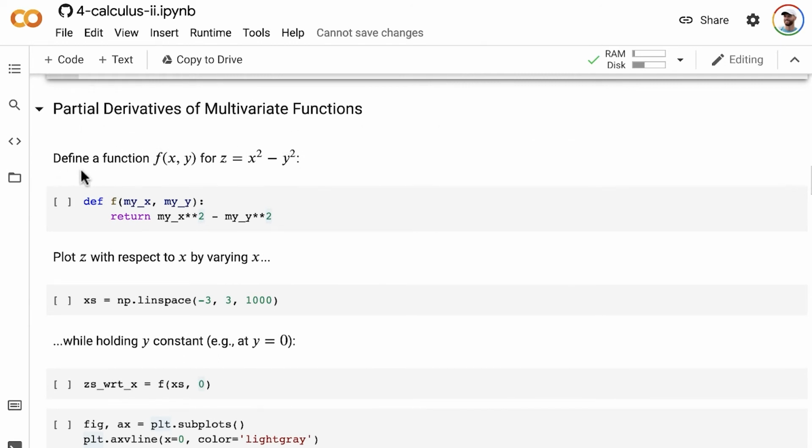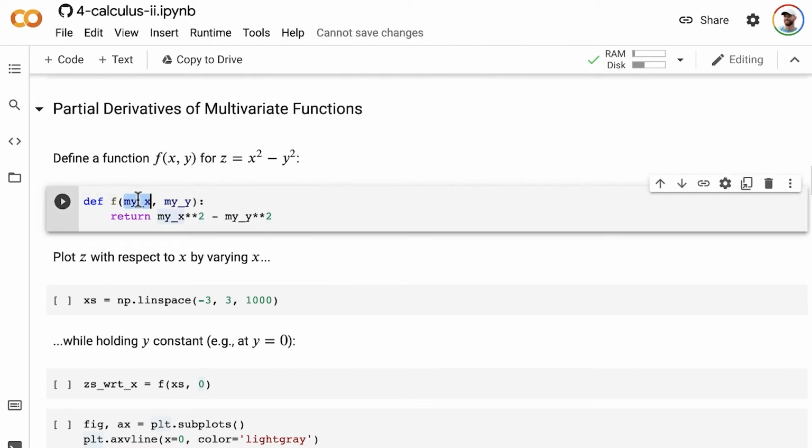And let's start off by defining our function z equals x squared minus y squared, our multivariate function, from the slides. So simple enough here, we'll call the function f. We pass in x and y into that function, and then all we return is x squared minus y squared.